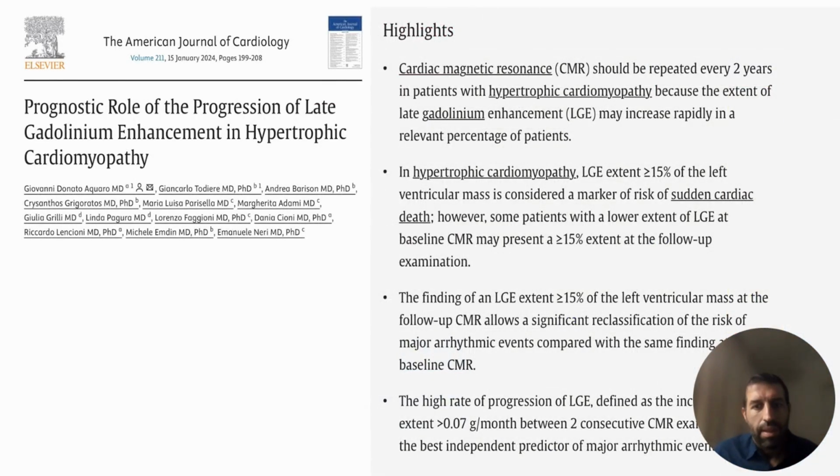This paper emphasizes the prognostic role of the progression of late gadolinium enhancement in hypertrophic cardiomyopathy. So CMR should be repeated every 2 years in patients with hypertrophic cardiomyopathy because the extent of late gadolinium enhancement may increase rapidly in a relevant percentage of patients. Additionally, the high rate of progression of LGE, defined as the increase of LGE extent more than 0.07 gram per month between 2 consecutive CMR examinations, is the best independent predictor of major arrhythmic events.